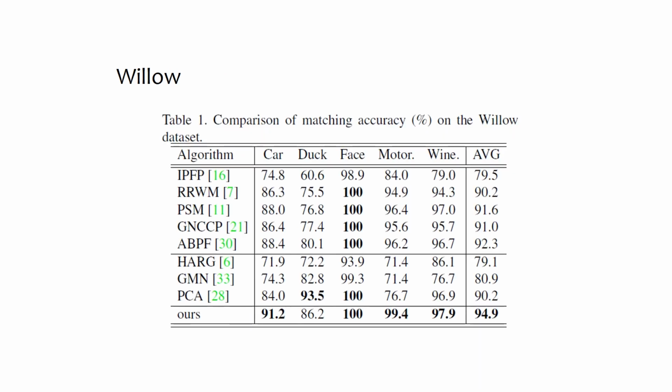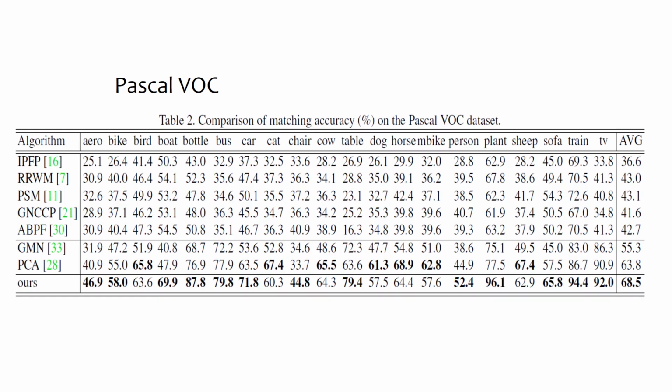The Willow object dataset is considered relatively easy because of the lack of pose, scale, and illumination changes. Our method achieves the best matching results in all object classes except the duck class. The last benchmark is the Pascal VOC keypoints dataset. As illustrated in this table, our algorithm outperforms not only non-learning baselines, but also all learning-based baselines.